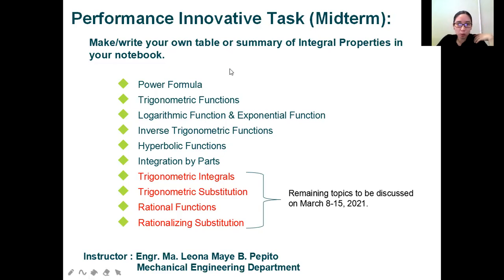Your table or summary should include the power formula, trigonometric functions, logarithmic, inverse trigonometric, and hyperbolic functions. Those are part of our topic 1, which is basic or introductory integral calculus. Then include the part of topic 2, which we started today, integration by parts. Hopefully next week, we can finish trigonometric integrals, trigonometric substitution, rational functions, and rationalizing substitution.